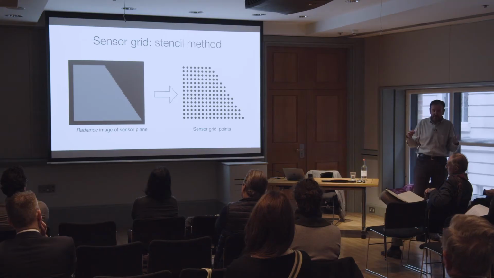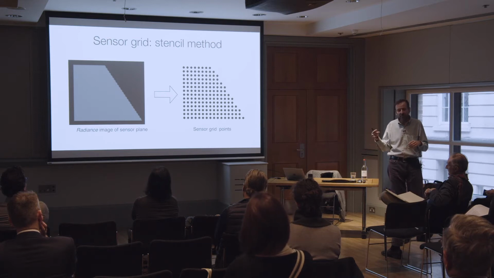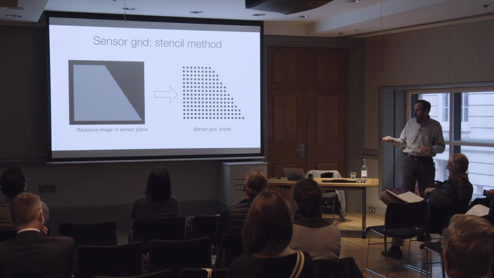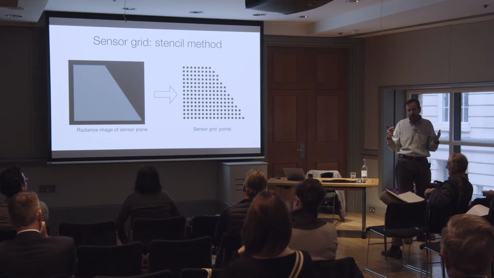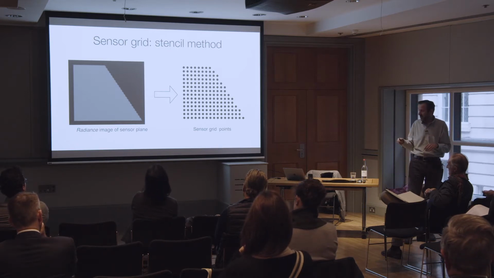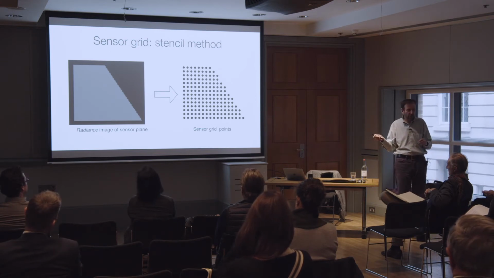Okay, so the actual method I use to generate a grid is a sort of stencil method, where you create a radiance image of the aperture, and then from that you extract the sensor grid of points. So it means you can cope with any shape of aperture, no limitation on that, and you can create that grid as fine or as coarse as you want.